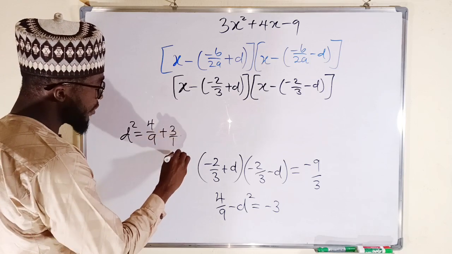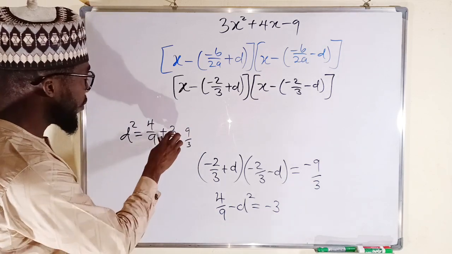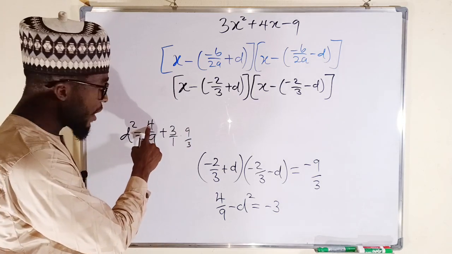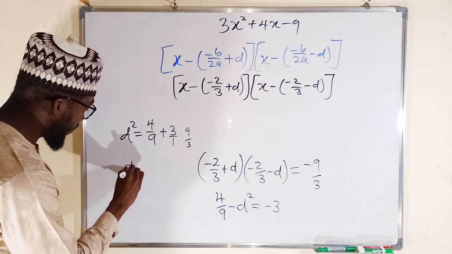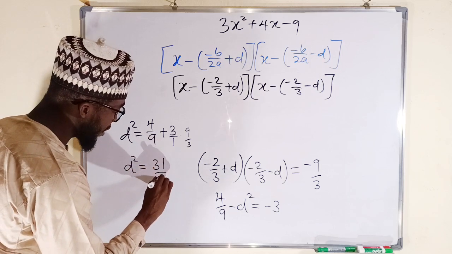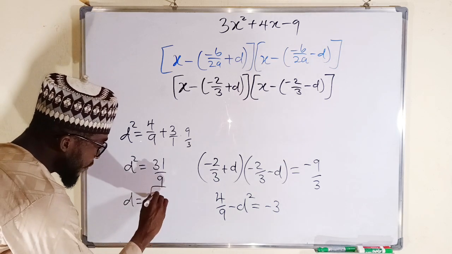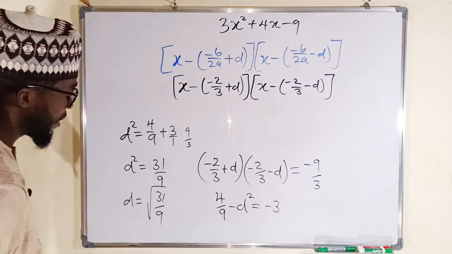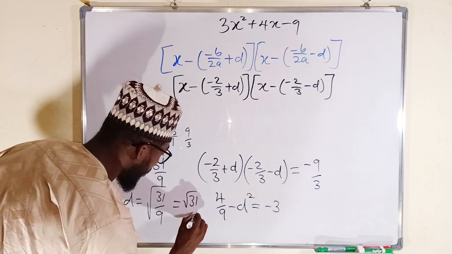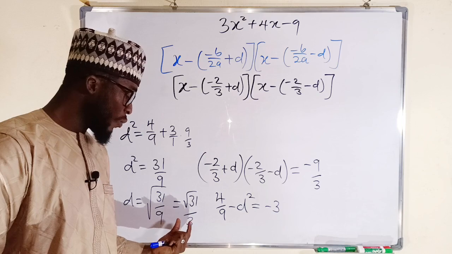Then we multiply the top and the bottom by 9, just to make a common denominator. To the top, we have 3 times 9 is 27. And 27 plus 4 is 31, right? So this is d squared equal to 31 divided by 9. Take the square root of both sides. D will be equal to the square root of 31 divided by 9. Square root of 31 is still square root of 31. Square root of 9 is 3. So d is square root of 31 divided by 3.